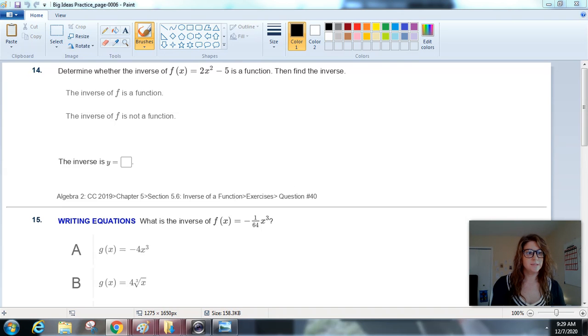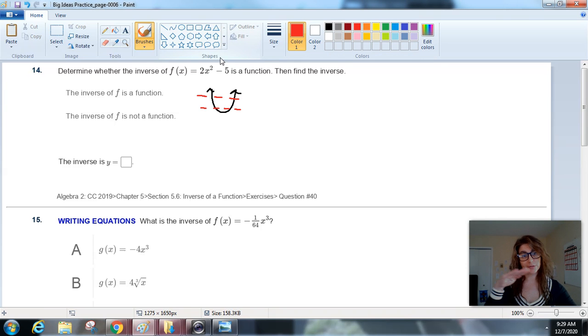So in number 14, you had to decide whether the inverse is a function and what it would be. Well, if I was to graph this, I don't even need to know where it is. I know it's a quadratic, it's a square. So this actually fails the horizontal line test. Remember, if a horizontal line cuts through your graph, does it touch in more than one spot? Yes, it does. So it fails. So this one is not a function. It doesn't mean I can't find the inverse. I still can. Okay, so I'm going to switch places of my x's and y's and then solve this.